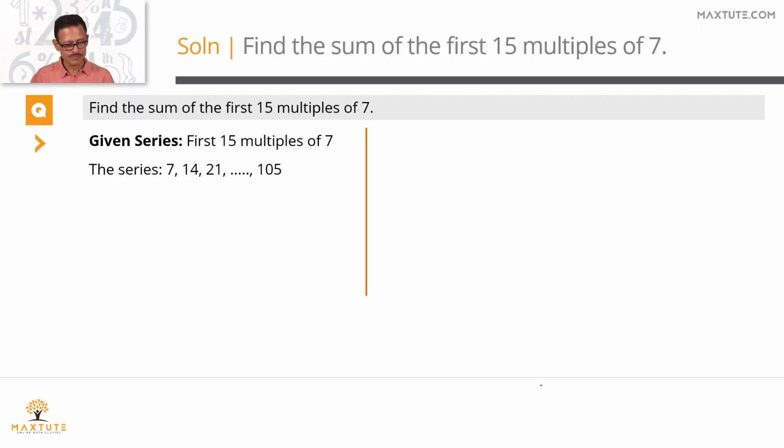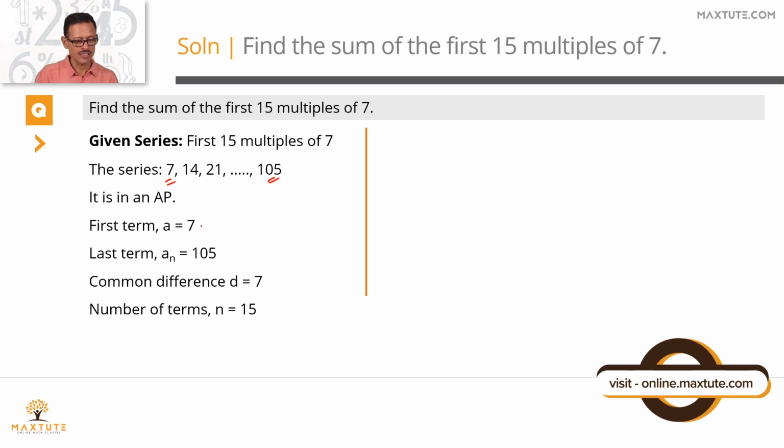Let me summarize it again in a printed form. These are the first 15 multiples of 7. They are in an AP, obviously. The second term is obtained by adding a 7 to the first one, adding 7 to the second term will give us the third term, and so on. What is the first term of this AP? 7. Last term is 105. Common difference is 7. Number of terms is equal to 15.